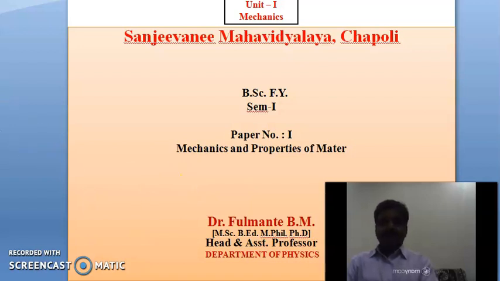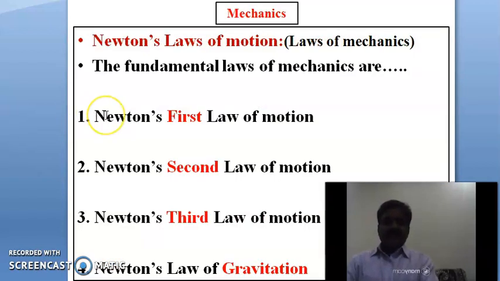See, Newton's laws of motion are also known as laws of mechanics, and there are various fundamental laws of mechanics. In our syllabus these four laws are included: Newton's first law of motion, Newton's second law of motion, Newton's third law of motion, and the next one is Newton's law of gravitation. Today we focus on Newton's first law of motion in detail.